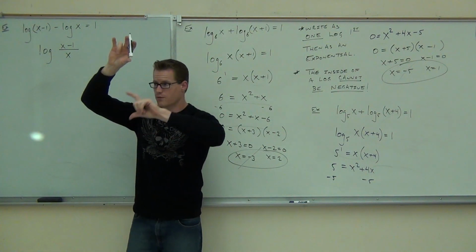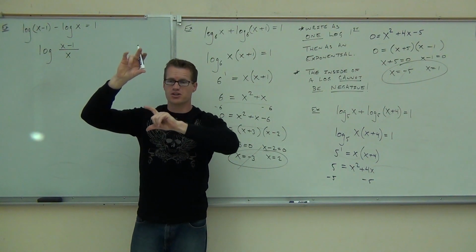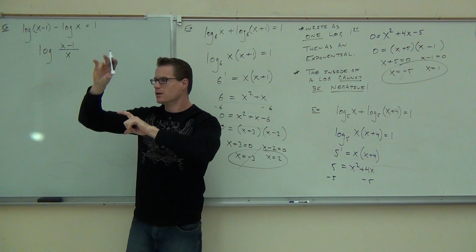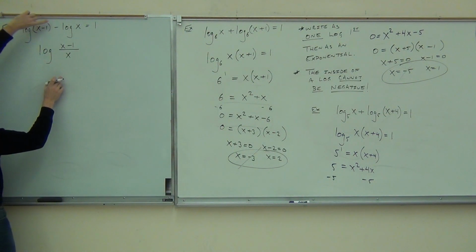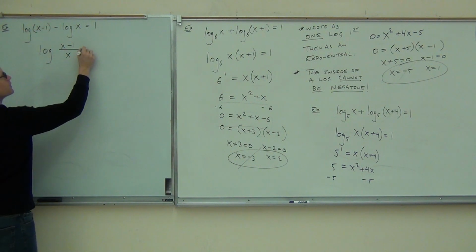Notice how it's really important to understand that two logs are becoming one log. If you had put a log over a log, you'd be stuck. You'd have nothing to do right then. That would be a bad thing. Right now, we can combine these two logarithms as log of this first one divided by the second one equals 1.